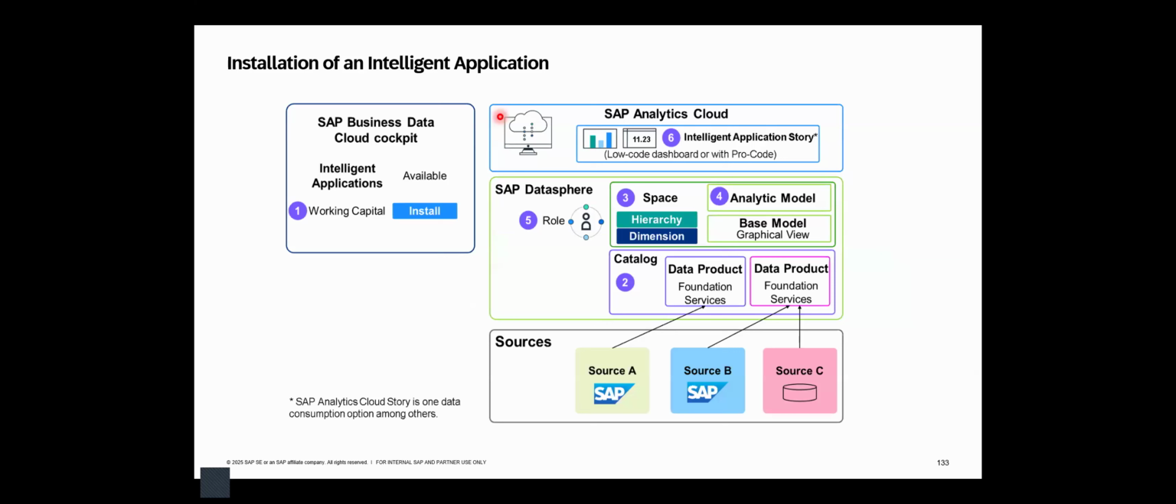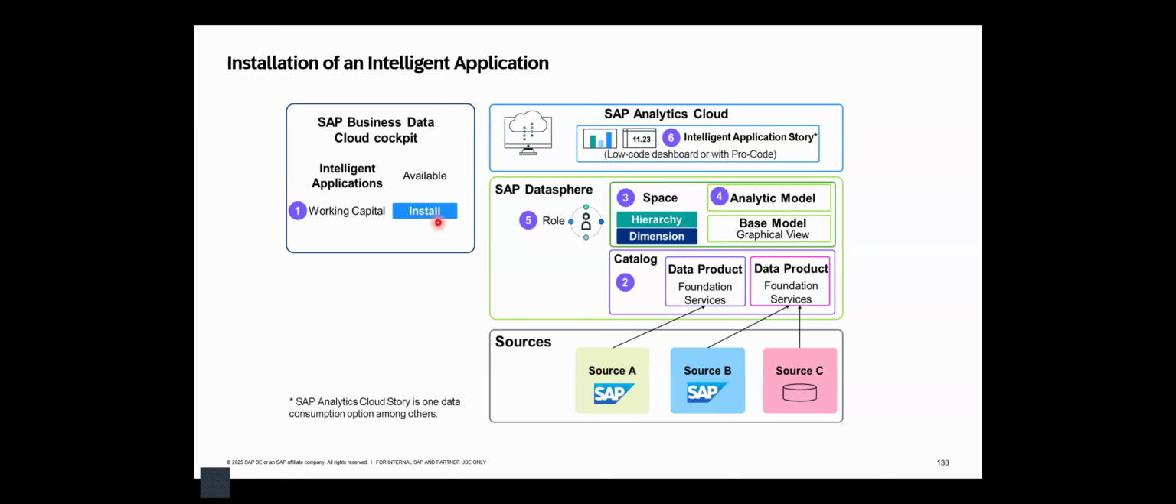Now, installation of an intelligent application creates SAP managed objects. Again, pay attention. This is an important topic from a certification standpoint, right? And we want to understand how the process flows. So the question is, what will happen if you install an intelligent application? You go to the BDC cockpit here and search for the relevant intelligent application. In this example, it is the working capital intelligent application, and then you will get an option to install. So you hit install, and as soon as you hit install, the status of this intelligent application changes from available to installed.